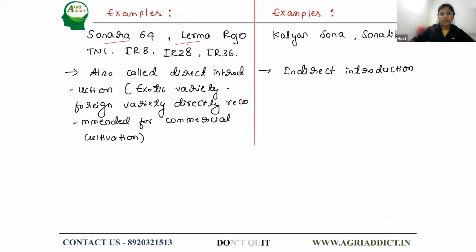Sonora 64, Lerma Rojo, TN1, IR8. You have to remember the examples. Examples are very important. IR28 and IR36. Here, Kalyan Sona and Sonalika. The first kind is also called a direct introduction. This is an indirect introduction.